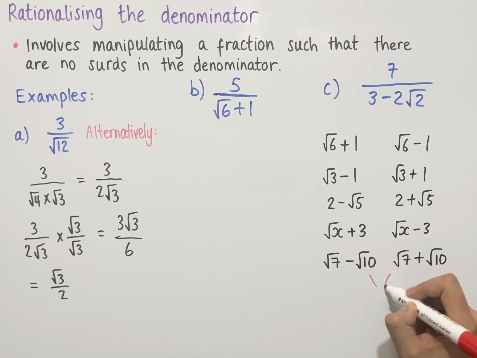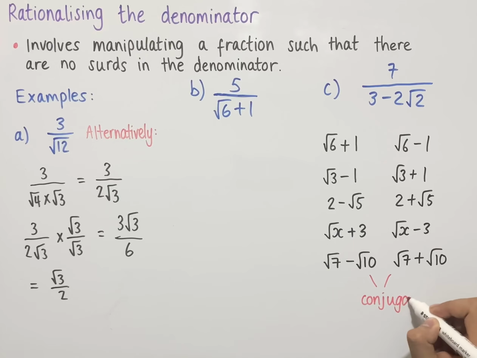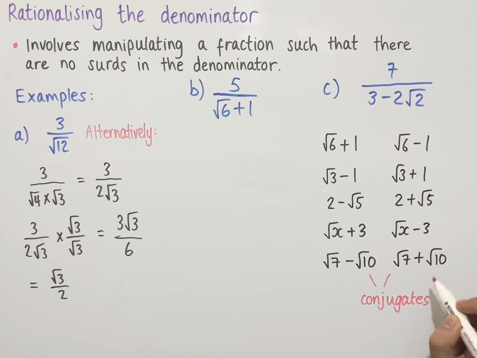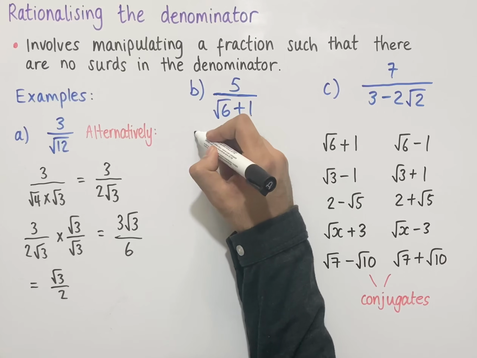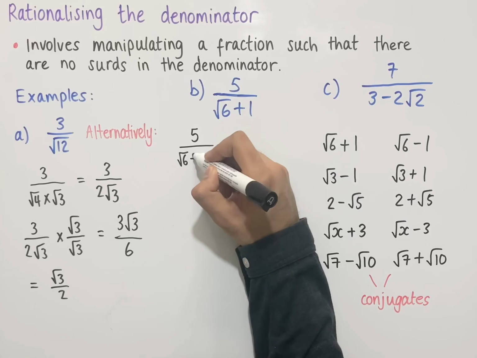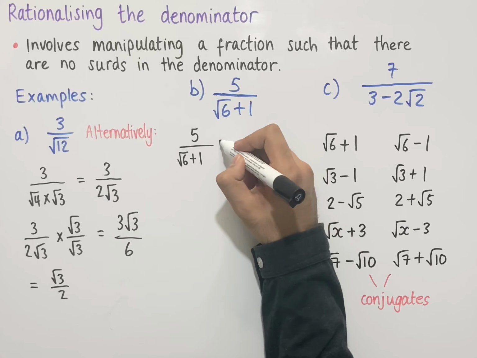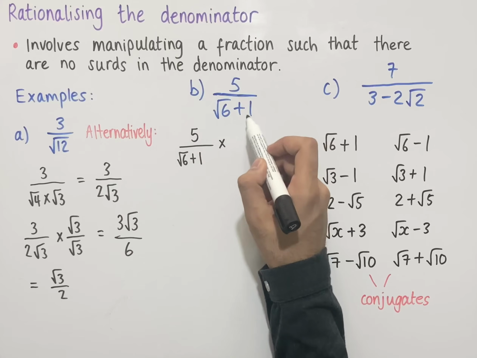Each pair of these expressions are called conjugates. In other words, two-term expressions where the signs in between the two terms are opposites. Therefore, to rationalize this denominator, we would have the following. So we have 5 over the square root of 6 plus 1, and now we need to multiply the numerator and the denominator by the conjugate of this denominator.